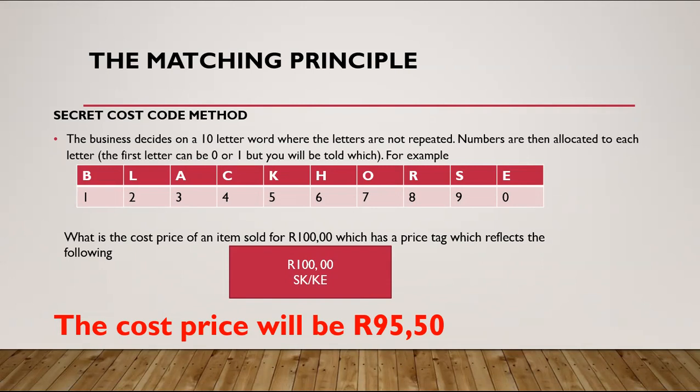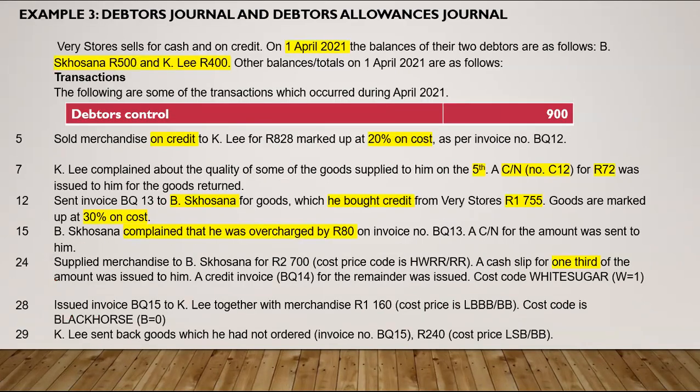I'm just going to get to preparing the debtors journal and the debtors allowances journal. So this is the information that we've got here, where we are told that we are various stores and we sell goods for cash and on credit. On 1 April 2021, the balances of their two debtors are as follows. So Bisco Sana is owing us 500 Rand and Kylie is owing us 400 Rand.